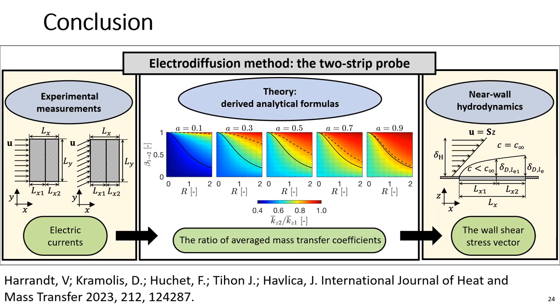Then we use the newly derived theory to calculate the direction of the flow and the magnitude of the wall shear rate vector, which means we have successfully obtained the wall shear rate vector and described the near-wall hydrodynamics. What you can see is a graphic abstract that was used for publication of this new theory in the International Journal of Heat and Mass Transfer. And that is all. I thank you for your attention.